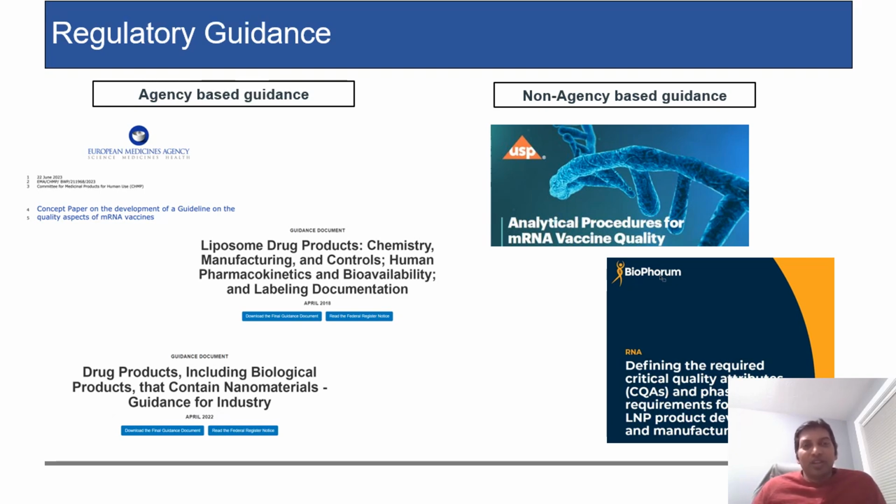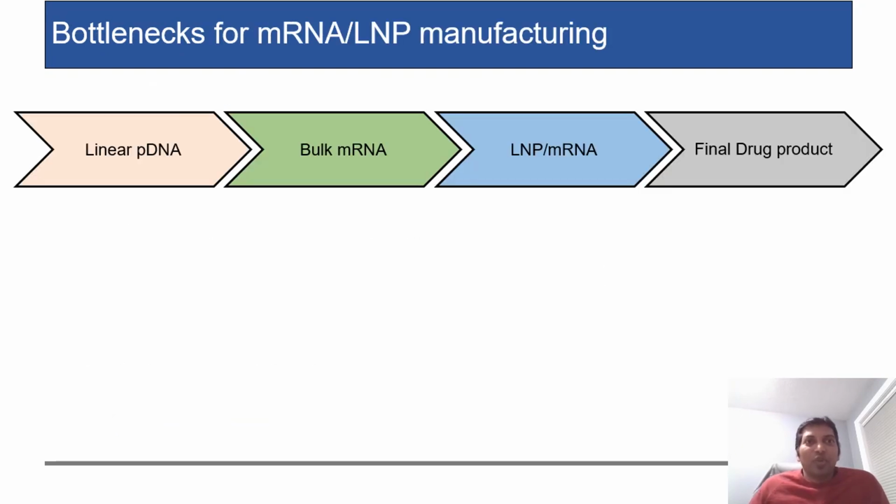So as we understand these guidances, we also need to understand the bottlenecks. The bottlenecks for mRNA LNP manufacturing include, as I already showed in this schematic, a linear pDNA, plasmid DNA, where you generate your bulk mRNA. And once you have your bulk mRNA, you mix it with your lipids to make your LNP with mRNA. You have this lipid nanoparticle, and then you have your final drug product.